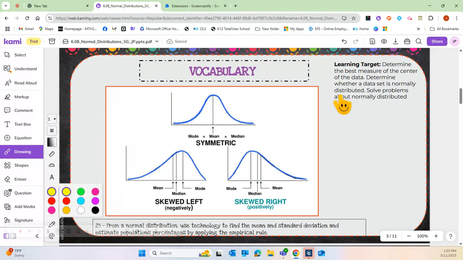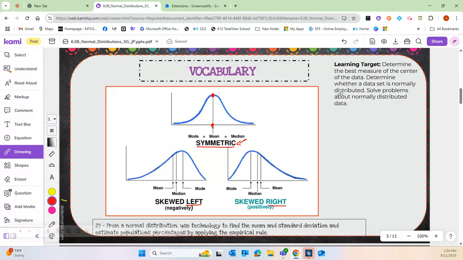Okay, let's take a look at the normal distribution curve. Normal distribution curves can be symmetric, so we'll look at some that are symmetric, and we will look at some that are skewed left, and we will look at some that are skewed right. Almost all of the ones that we will study in section 6.08 are going to be symmetric. When you have a normal distribution curve that is symmetric, the mean will be right in the middle, the middle point on the x-axis.